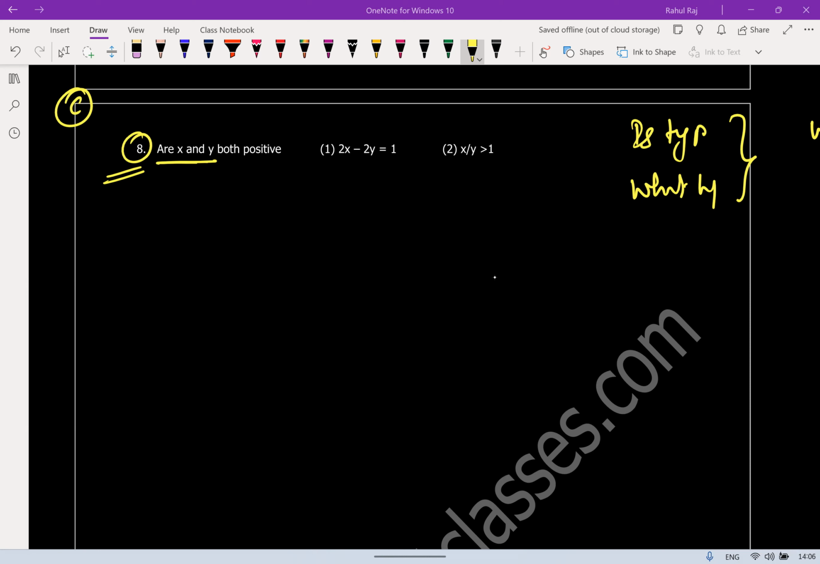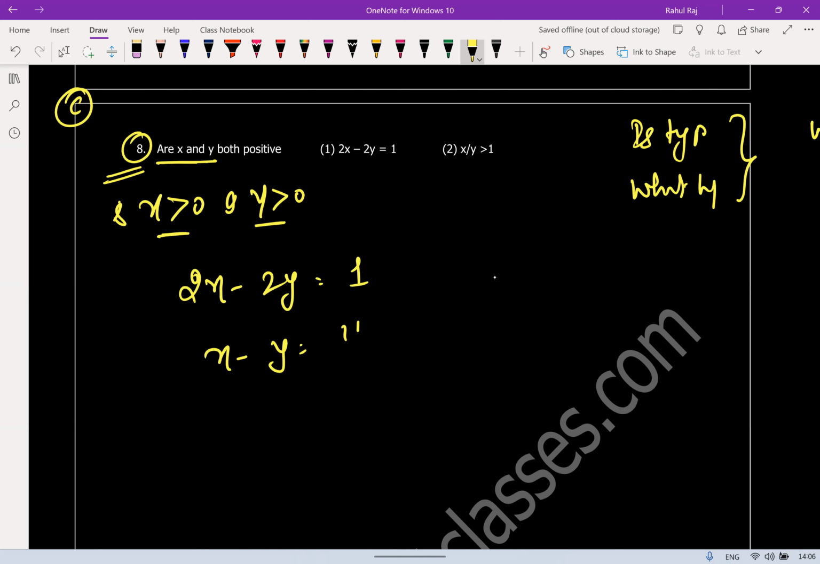So the question is pretty straightforward, guys. Are x and y positive? It means, is x greater than 0 and y greater than 0. Simple, straightforward logic. That's given to you. So option number 1 says 2x minus 2y is equal to 1. That is nothing but technically x minus y is equal to half. Am I right? Anyone, any problem, please tell me.